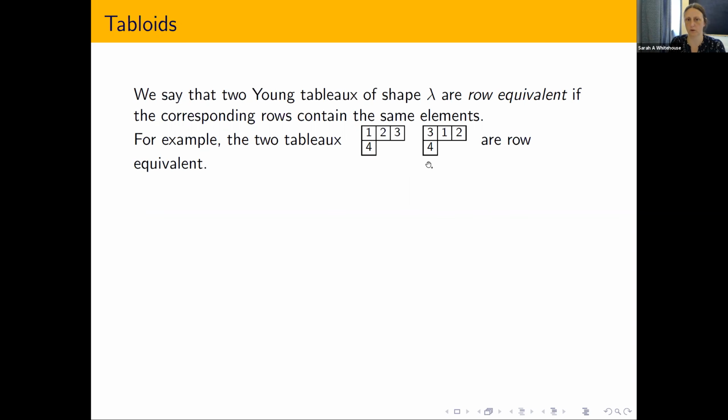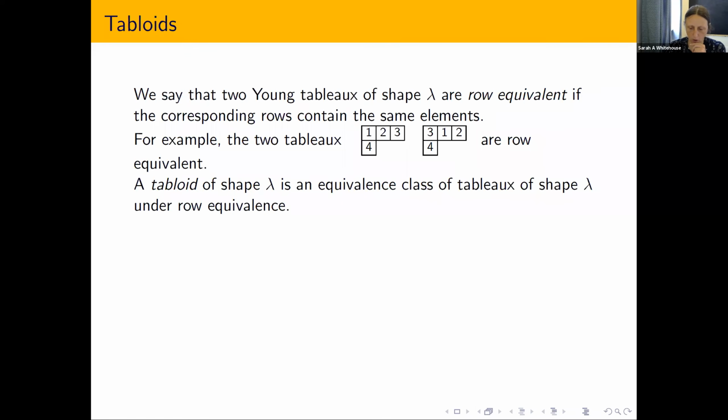So for example, as shown, here we have one where the first row is 1, 2, 3, and this one is equivalent to it because it contains the same numbers 1, 2, 3 in the first row, albeit in a different order, in different boxes. So those two tableaux are row equivalent, and that's a fairly simple idea. You should be able to convince yourselves, I hope, that that's an equivalence relation, and that's reasonably straightforward to see.